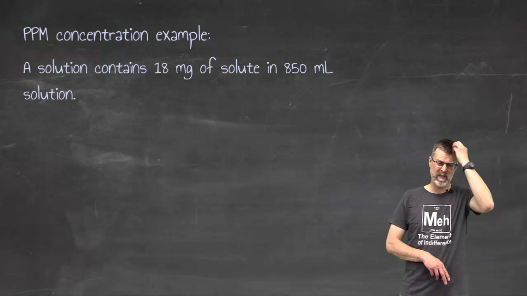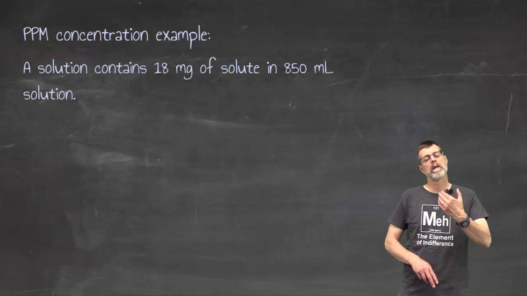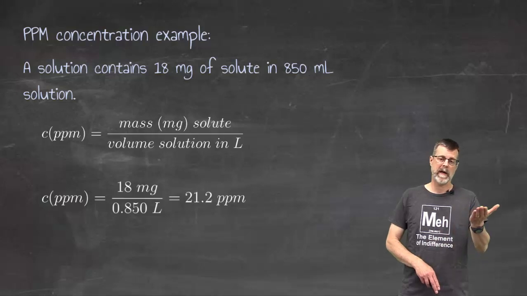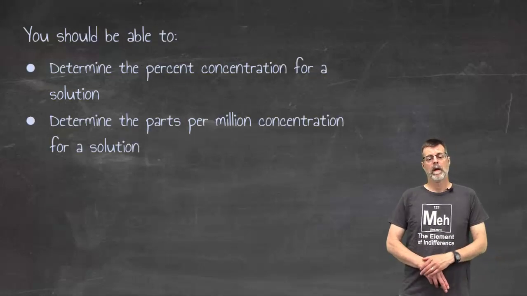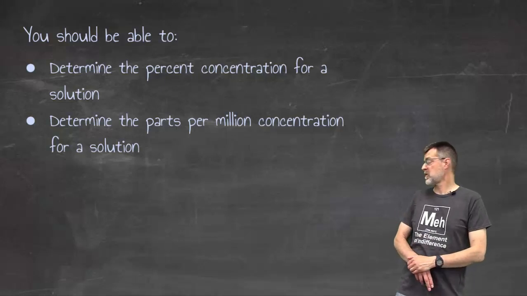Okay. Now, an example. If you had 18 milligrams of solute in 850 mils, oh, you got me on the milliliters, then I'm going to convert that volume into liters and do mass divided by the total volume in liters, 21.2 parts per million. It's not that hard. Okay, which brings us to the end of the first of the series of 2.